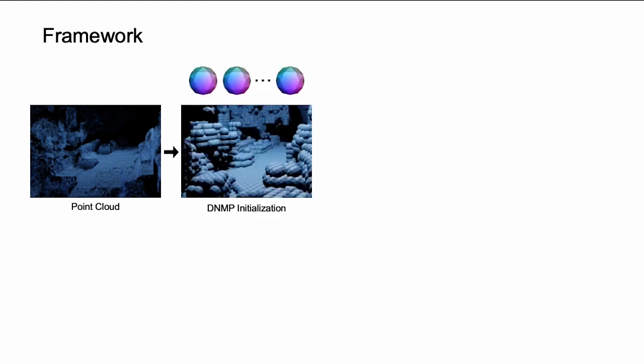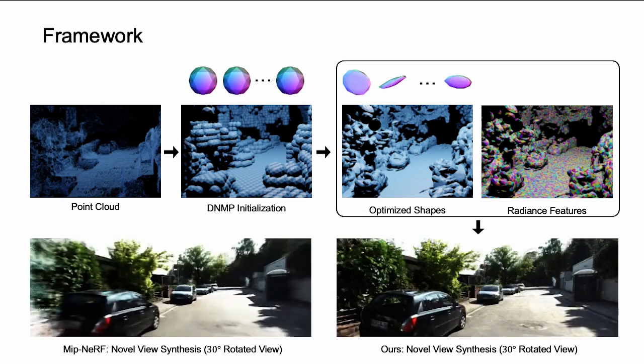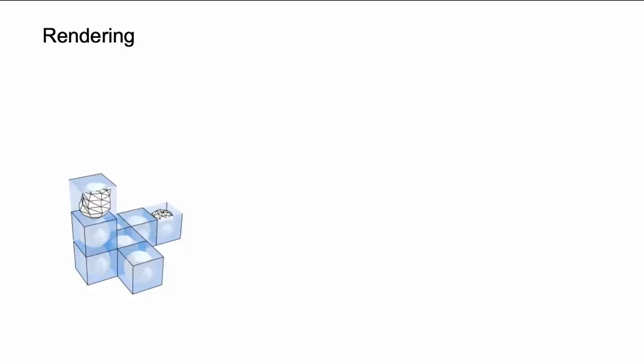Then we use a DNMP to parameterize the geometry and radiance information of each voxel. During training, the shapes of DNMPs are deformed to model the underlying 3D structures, while the radiance vertex features of DNMPs are learnt to model the local radiance information for neural rendering. Based on our representation, we achieve efficient and photorealistic rendering for urban scenarios.